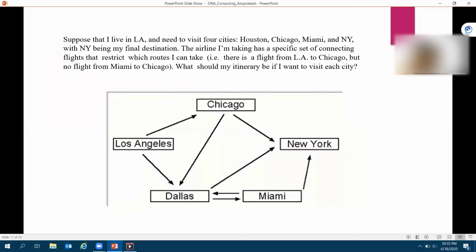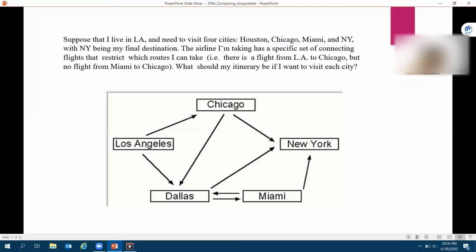Okay, let us see the problem statement. Suppose that I live in Los Angeles and need to visit four cities, Houston, Chicago, Miami, and New York, with New York being my final destination. The airline I am taking has a specific set of connecting flights that restrict which route I can take. That is, there is a flight from Los Angeles to Chicago, but no flight from Miami to Chicago. What should my itinerary be if I want to visit each city? Okay, this is a Hamiltonian path problem.